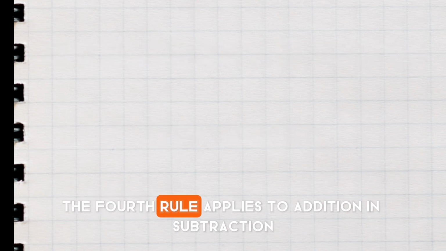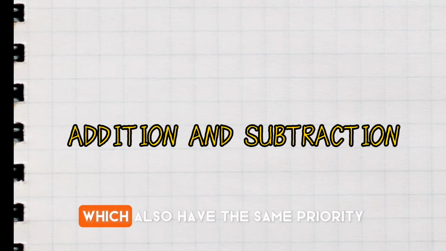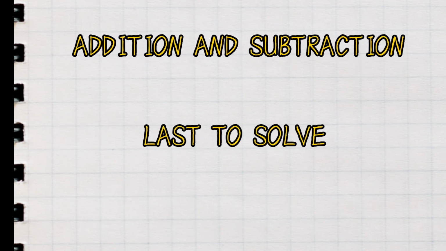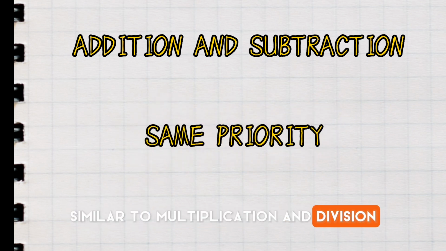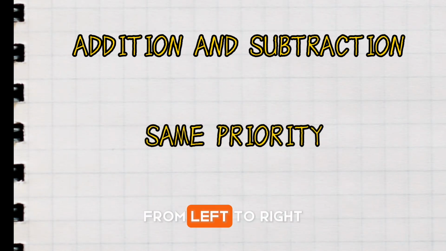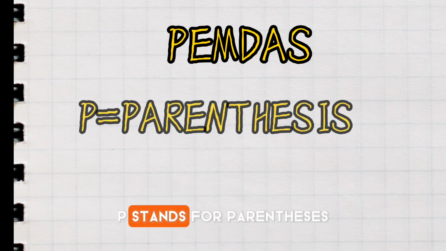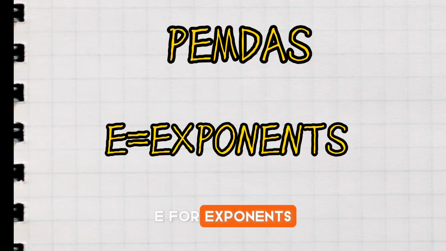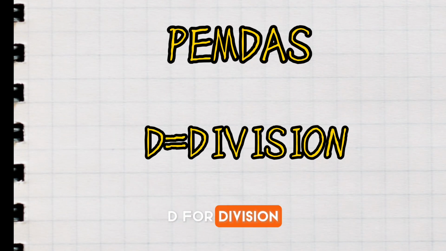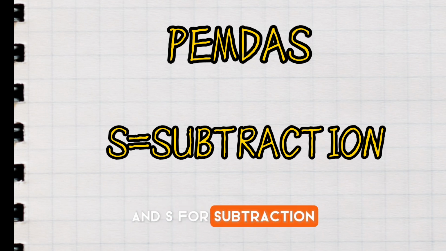The fourth rule applies to addition and subtraction, which also have the same priority. Similar to multiplication and division, we solve them in the order they appear from left to right. To remember these rules easily, we can use the acronym PEMDAS. P stands for parentheses, E for exponents, M for multiplication, D for division, A for addition, and S for subtraction.